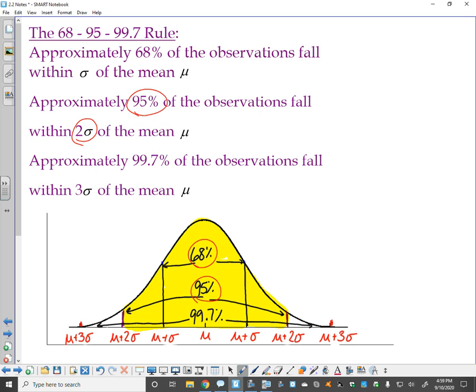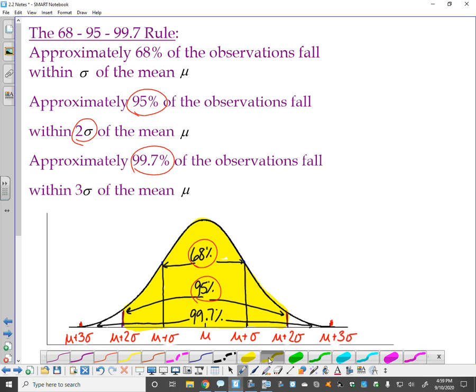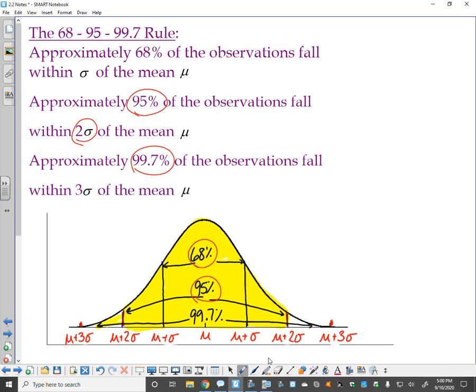And then the very last one, 99.7. So 99.7% of my data lives within 3 standard deviations of the mean. It is not 100%. It is not all-inclusive. There is always that kid that's going to bomb the test.